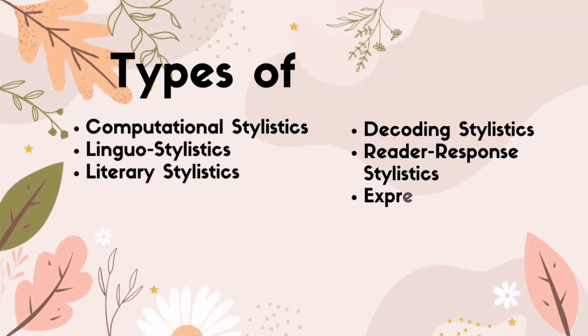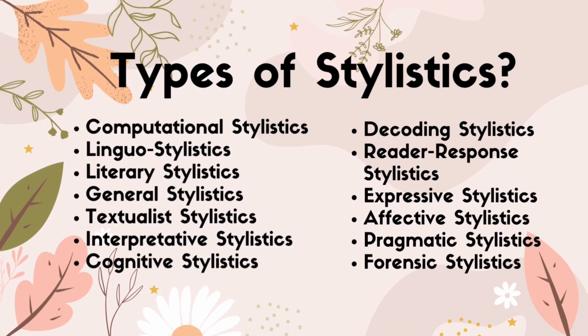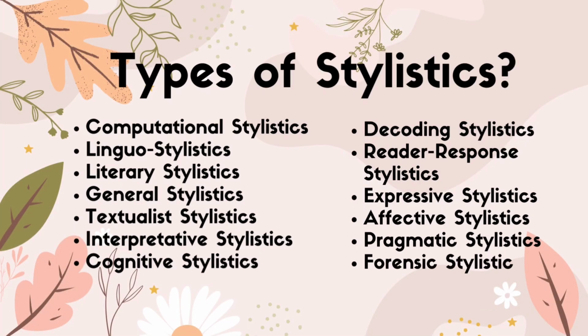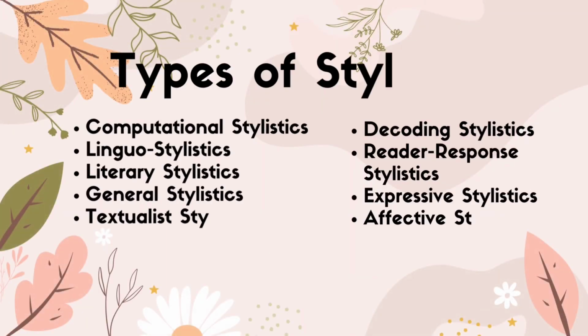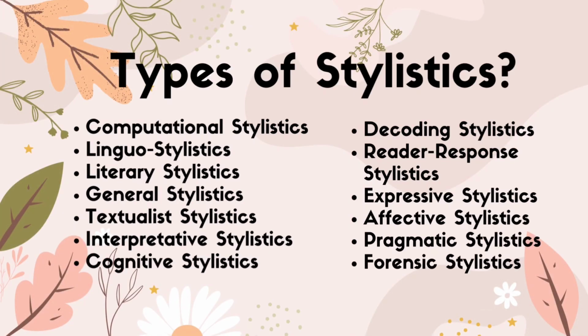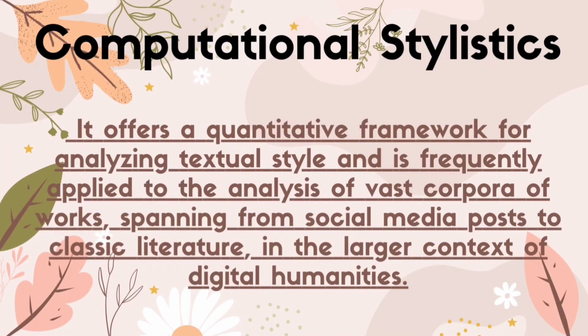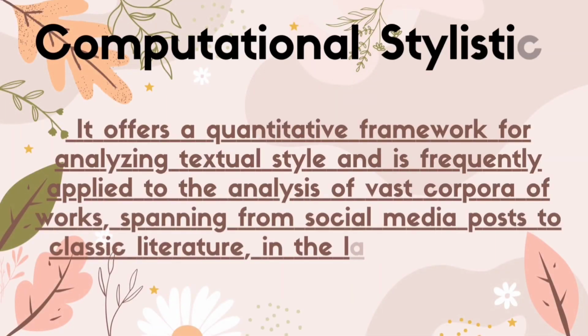Here are all the types of stylistics: computational stylistics, linguo stylistics, literary stylistics, general stylistics, textualist stylistics, interpretative stylistics, cognitive stylistics, decoding stylistics, reader response stylistics, expressive stylistics, affective stylistics, pragmatic stylistics, and forensic stylistics. First of all, we will discuss computational stylistics.